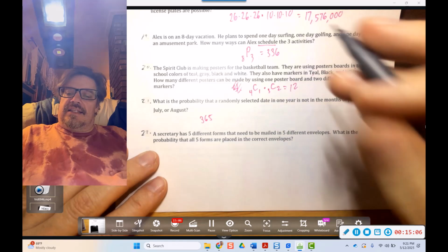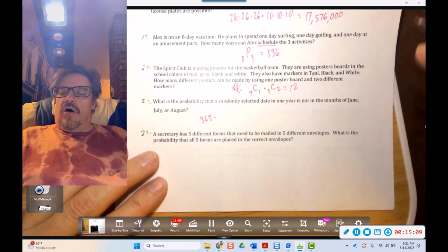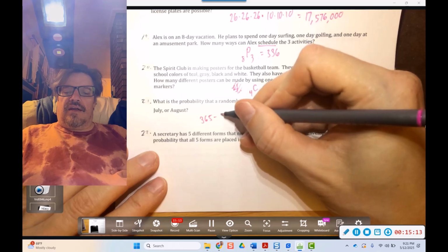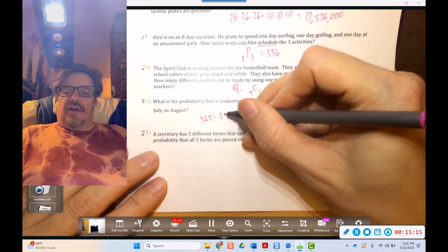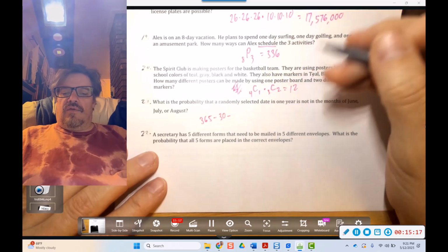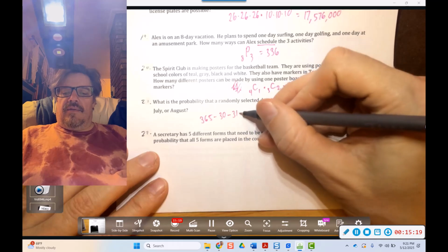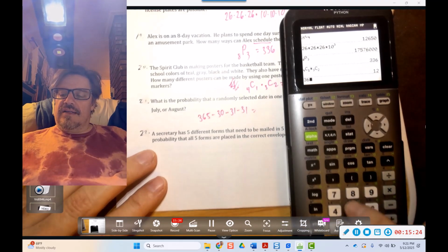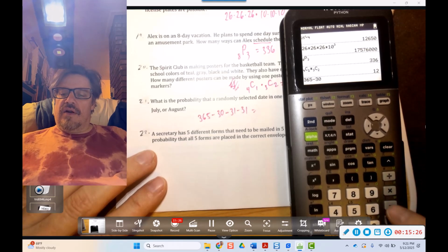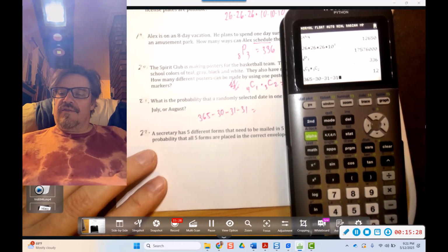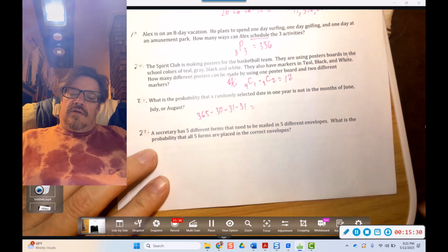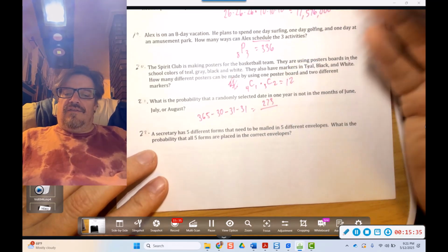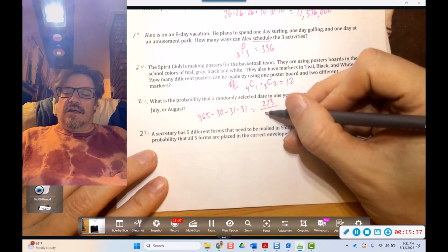And let's think. We want to get rid of all the days in June. So that's 30 days there. We've got to get rid of July, and we've got to get rid of the August days. So let's get rid of those just to see how many days are left. Now notice that this is a different type of problem. Okay, so that's 273 days left out of the year if I subtracted those days.